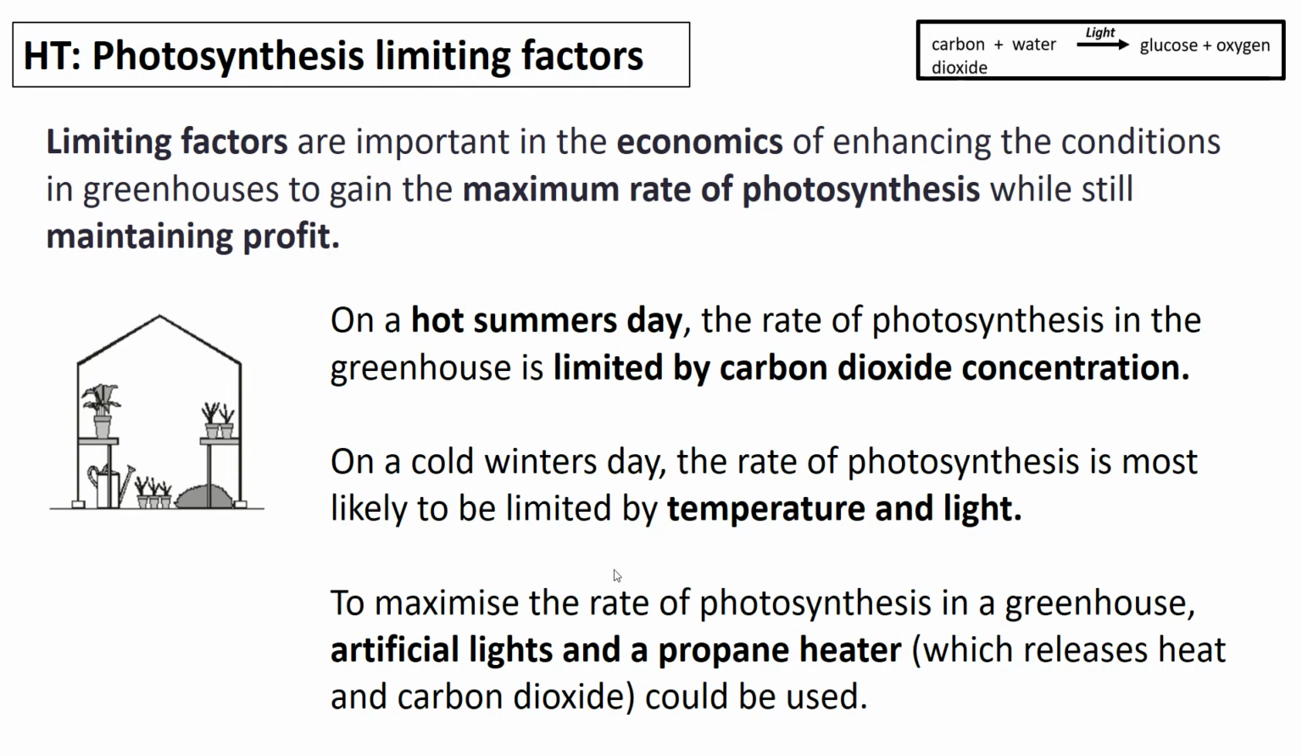On a cold winter's day, the rate of photosynthesis is most likely to be limited by the temperature because it's cold, and in winter there's less light, so temperature and light would limit the rate. In that case, to maximise the rate of photosynthesis there, you'd need artificial lights and something like a propane heater that will release heat and also releases carbon dioxide because of the way the combustion reaction works. This carbon dioxide can then be used by the plant for growth.